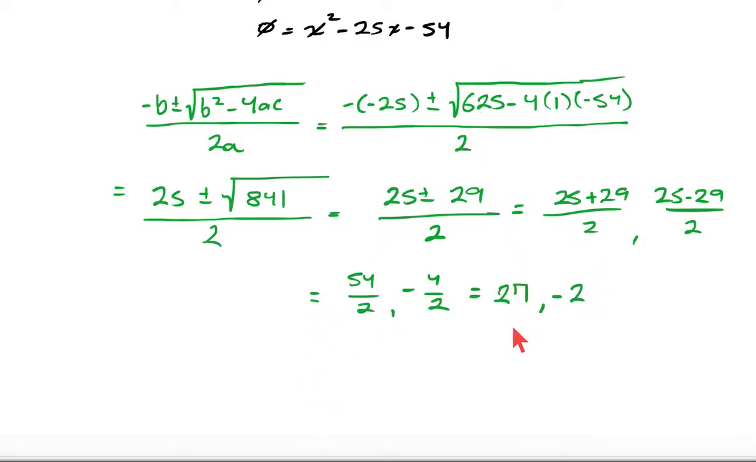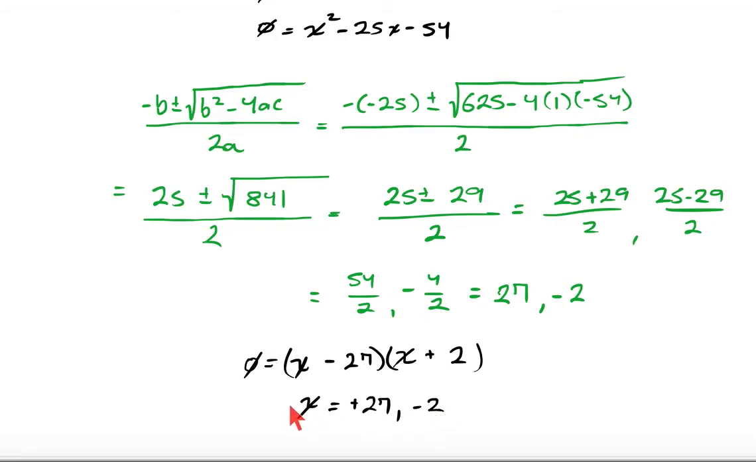Silly me, of course. It would have been possible to factorize this, use the double bubble method. Need two numbers that multiply together to make 54, but add together to make negative 25, are going to be negative 27 and positive 2, and therefore the roots are positive 27 and negative 2. But the quadratic formula could have told you that. Sometimes you just don't see them, right? What are you going to do?